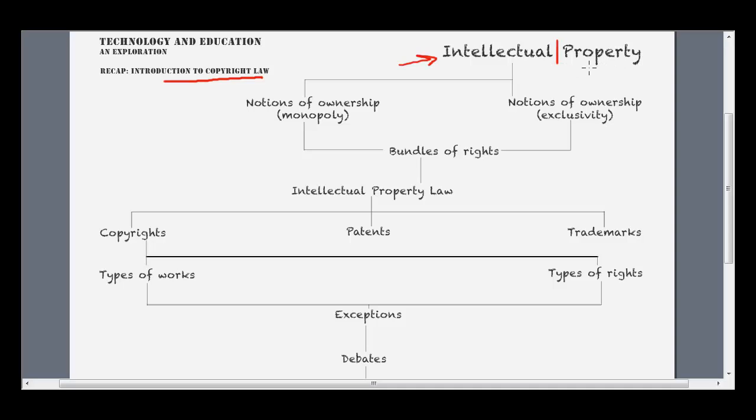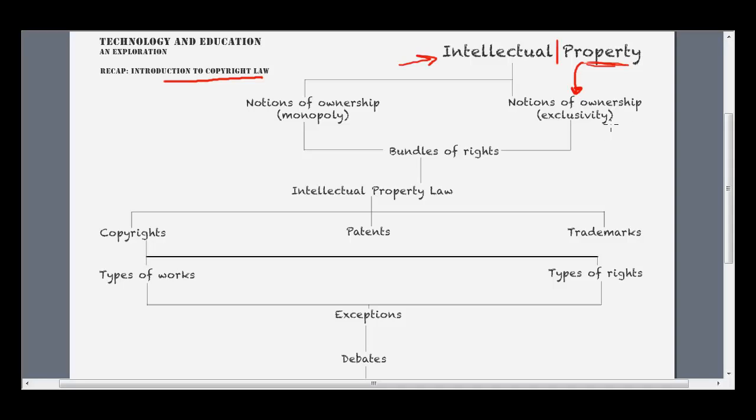Let's take property first. Now, this seems like a fairly familiar notion. All of us have heard about property. Some of us may own property. Some of us may own a lot of property. Now, what does it mean really when we say that I own property? What are these notions of ownership? What does ownership mean under the law?